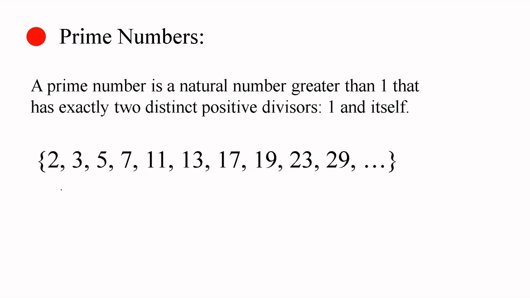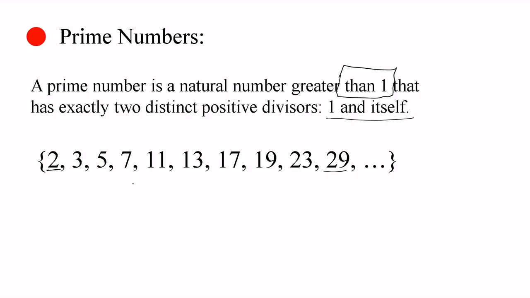Prime numbers are natural numbers greater than 1. It means 1 is not included. And they have exactly two positive divisors, 1 and themselves. You can see a group of prime numbers from the least prime number. 2 is the least prime number, and we have up to 29. Yes, after that we are going to have more prime numbers, but I didn't write them here.